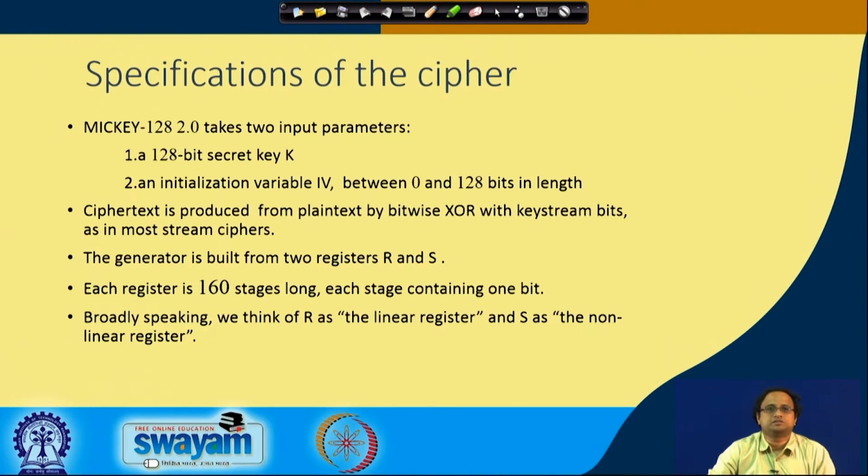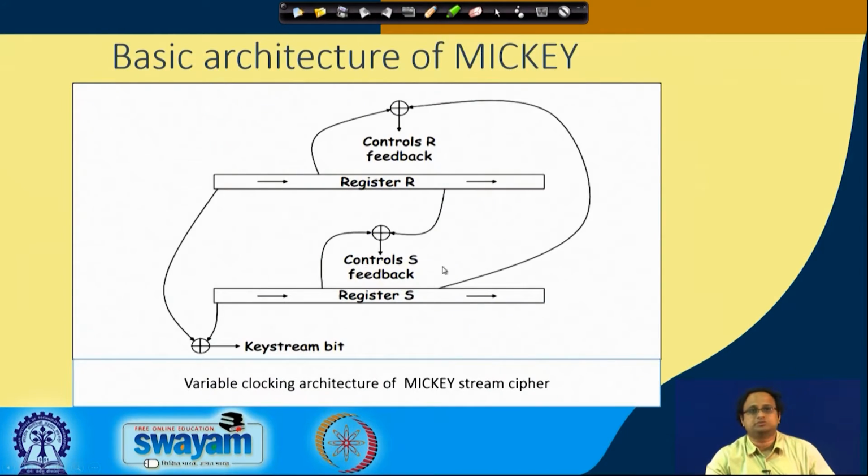There are different stages of how this particular cipher works. As I said, Mickey 128 2.0 takes two input parameters. It takes a 128-bit secret key K. It also takes an initialization vector, which is public information, between 0 and 128 bits in length. The ciphertext is produced from the plaintext by bitwise XORing with the keystream bits, and as we have seen in most stream ciphers, this is the output bit.